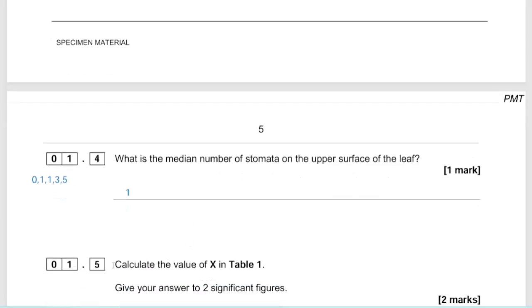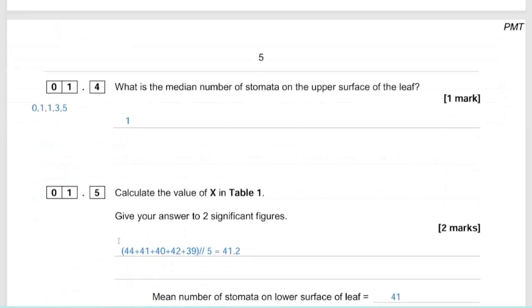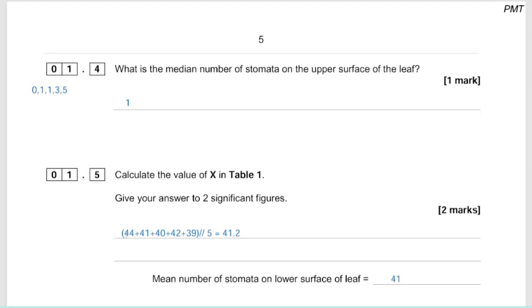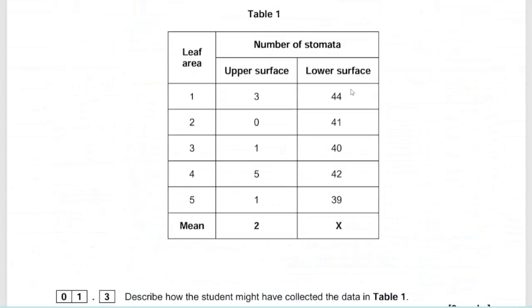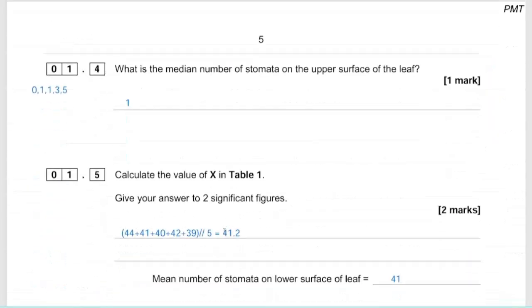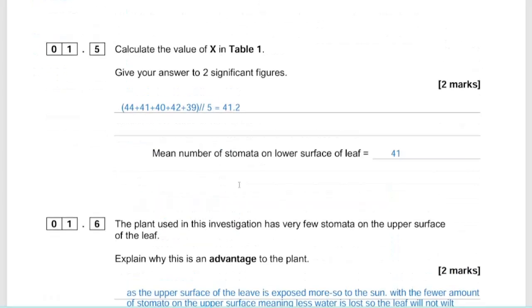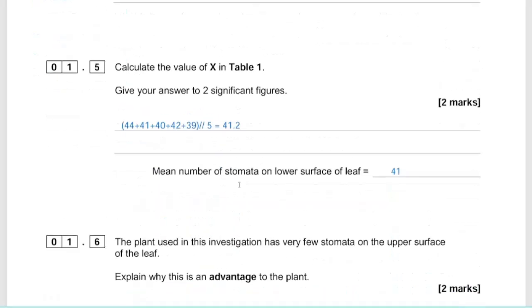And then question 1.5, calculate the value of x in table 1, giving your answer to 2 significant figures. Now, to calculate a mean, it's just the sum of all values divided by the amount of values, so you just get the values from up here, add them all together, divide by 5 to get 41.2. Because it says to give your answer to 2 significant figures, you need to make sure to do that and then give it as 41.